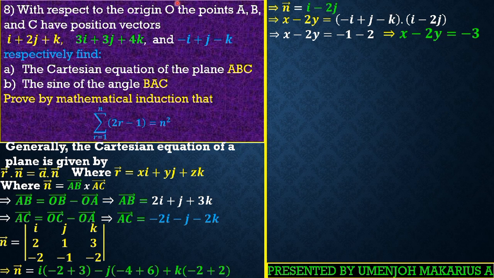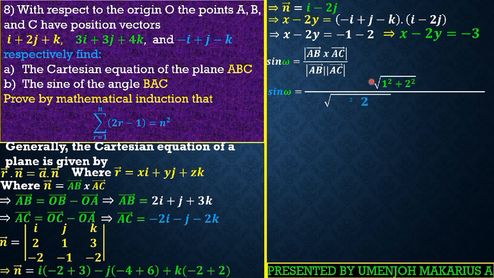In this case, I've used the third point to be the fixed point. You can use any of these points, guys, any of them. You're going to have a different value of c. So that's it. Now the B part wants us to get the sine of the angle BAC. Generally, if omega is the angle BAC, then sine omega is given as the magnitude of AB cross AC, that's the normal, all over the magnitude of AB multiplied by the magnitude of AC. The magnitude of AB is simply going to be the square root of the sum of squares.